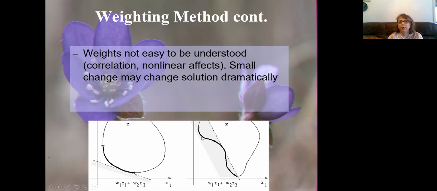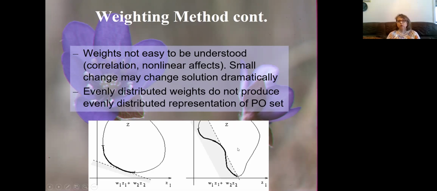For example, if we are somewhere here and change the weights just a little bit, we will jump here. And this will give a very misleading interpretation of what kind of solutions are available to the decision maker. And evenly distributed weights do not guarantee that we would have an evenly distributed representation of Pareto optimal solutions. So this was just an example to show you why we need other multi-objective optimization methods, why applying the weighting method is not enough.